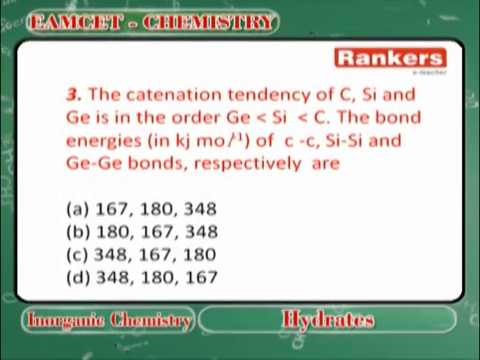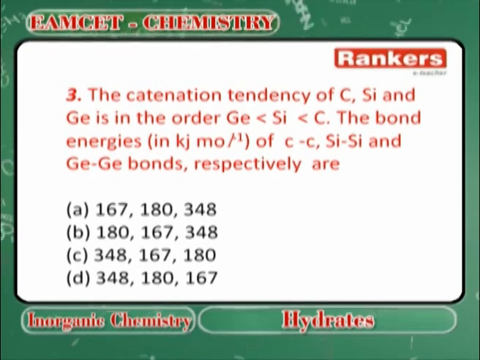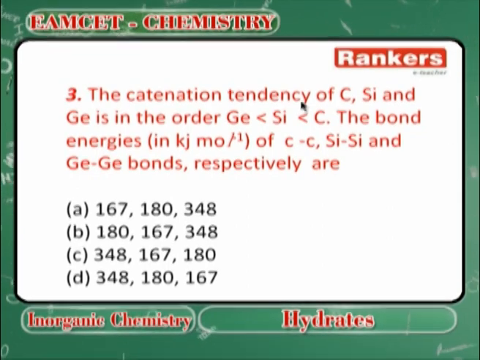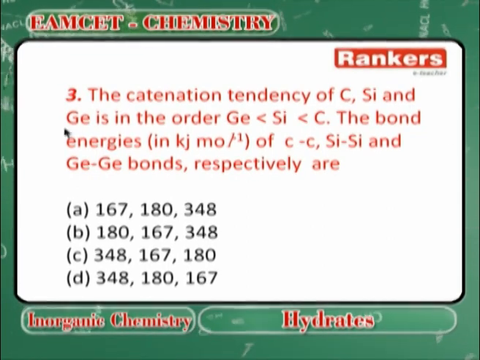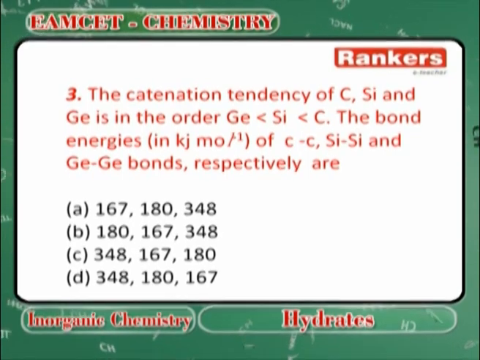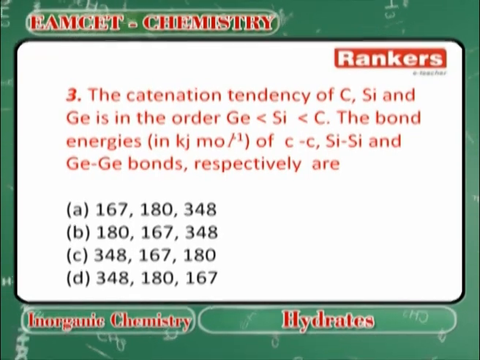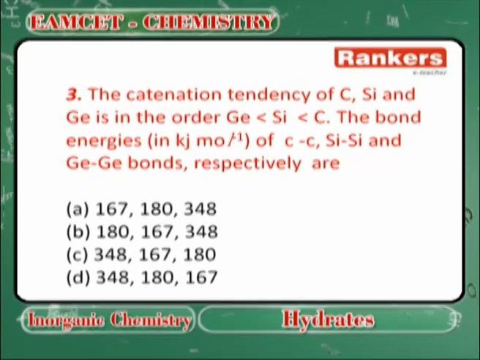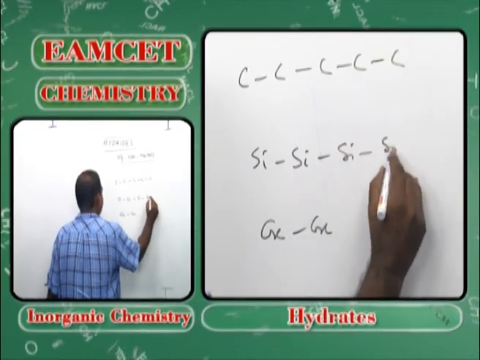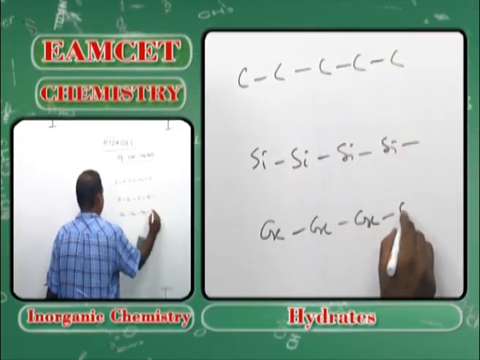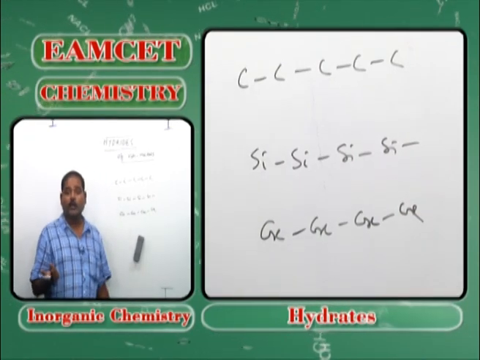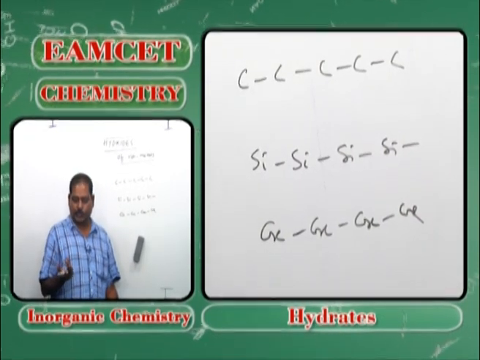The catenation tendency of carbon, silicon, germanium. What do you mean by catenating tendency? Forming long chain silicons, forming long chain germaniums, etc. Right? Small atoms form stronger bonds. See how simple the answer to this question is.